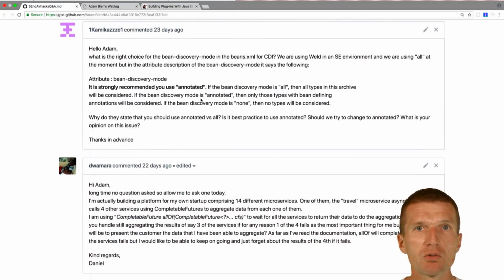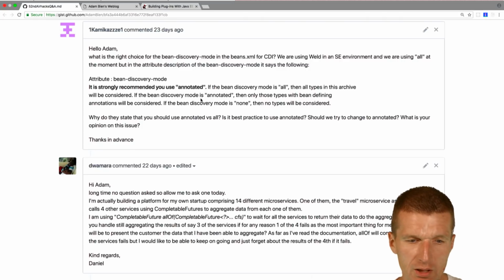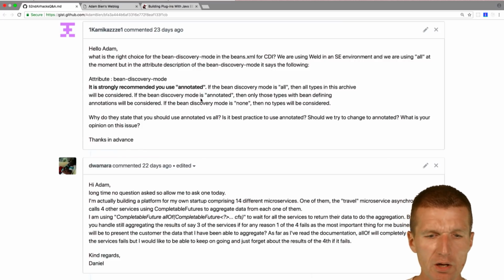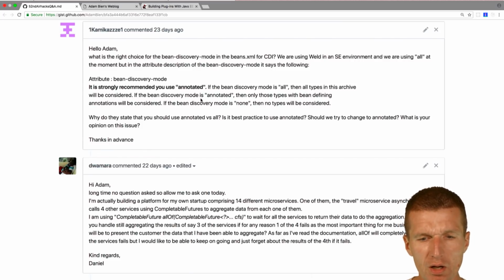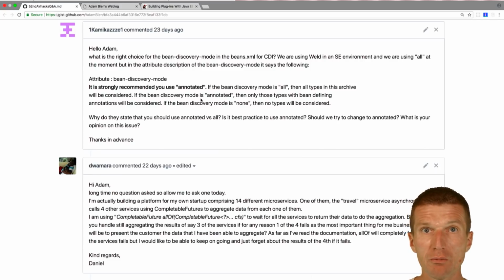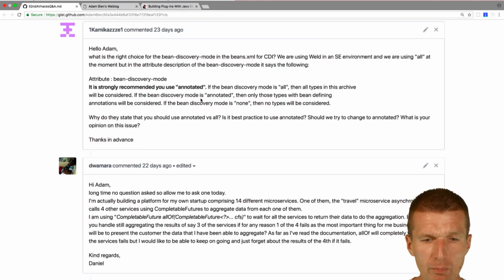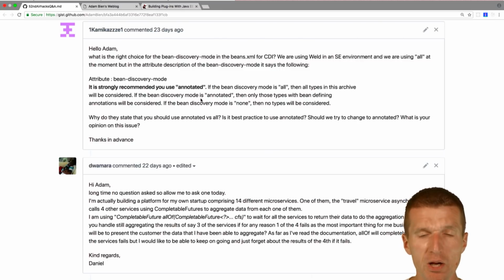Kamikaze with triple Z, so this is like extreme kamikaze, asked me about bean discovery modes in CDI, and I didn't have the question for a long time already. At the beginning of Java EE 6, I got lots of questions why I'm not using the annotated mode and always the all mode. This is actually what I always do in my projects and workshops, and also my screencasts. I always use the all mode. And it's strongly recommended you use annotated. And the question is why?